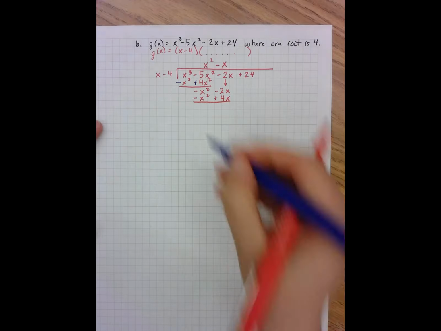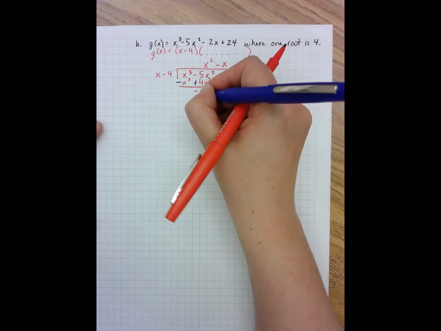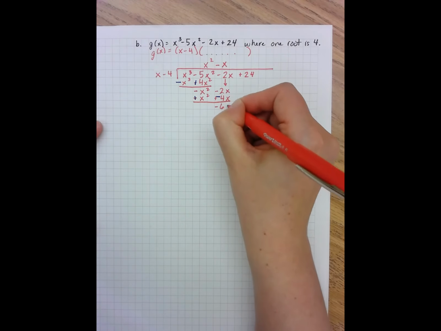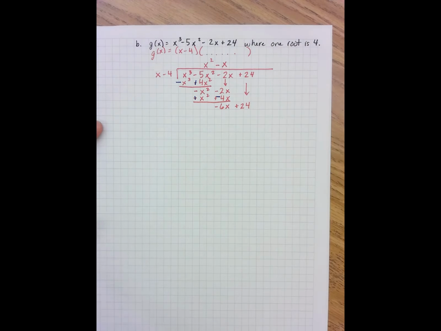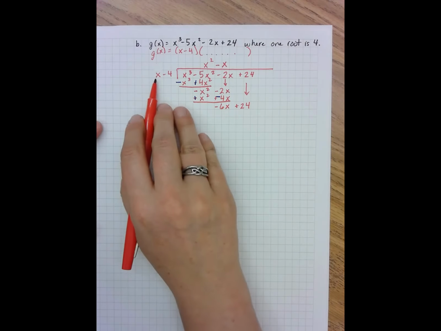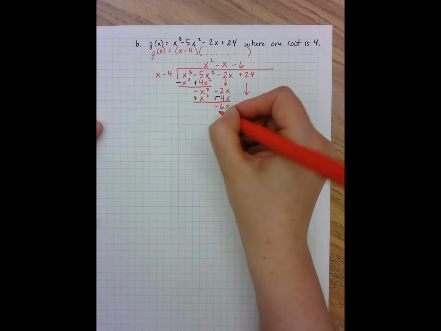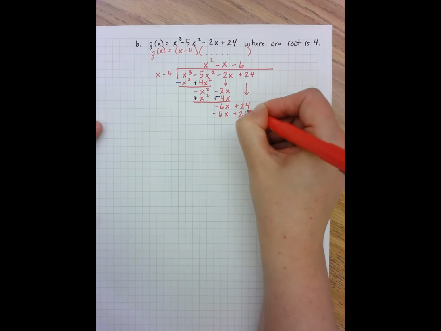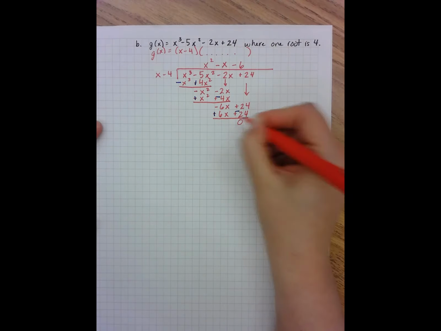Again, the whole point of this is to get the leading term to cancel. So remember that when we did this back in elementary school, we always subtracted, which means to change our signs. Move down the next term. Again, what times x gives me negative 6x, negative 6. So I have negative 6x plus 24. And I subtract, and lo and behold, I get 0.